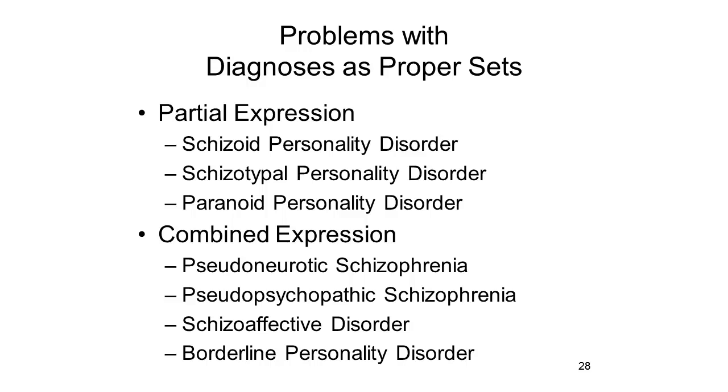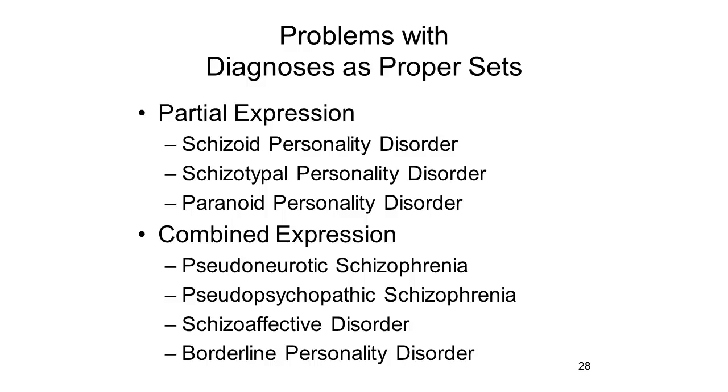First, there was a problem of partial expression. Many patients displayed some, but not all, of the symptoms that defined a particular syndrome. In the case of schizophrenia, this led to the introduction of new syndromes such as schizoid personality disorder, schizotypal personality disorder, and paranoid personality disorder. The same thing happened with depression. And there was also a problem of combined expression. Many patients displayed defining symptoms of many different categories.